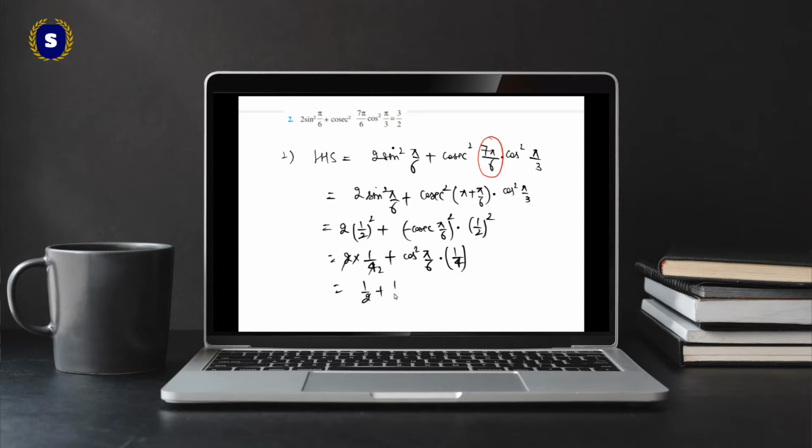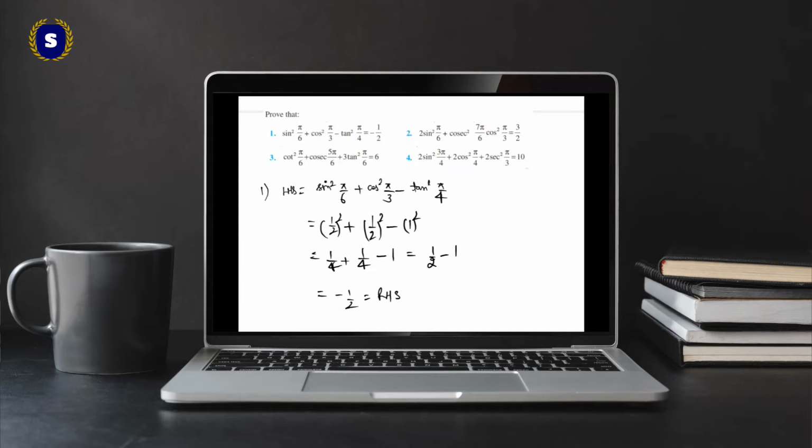So this is 1 by 2 plus 1 by 4 into, oh my mistake, this is not cos square, this is cos pi by 6 whole square. Okay. And its value is root 3 by 2, so the square comes out to be 1 by 2 plus 1 by 4 into 4, that is 1 by 2 plus 1, which comes out to be 3 by 2, equal to RHS. So hence LHS is equal to RHS, hence proved, right?